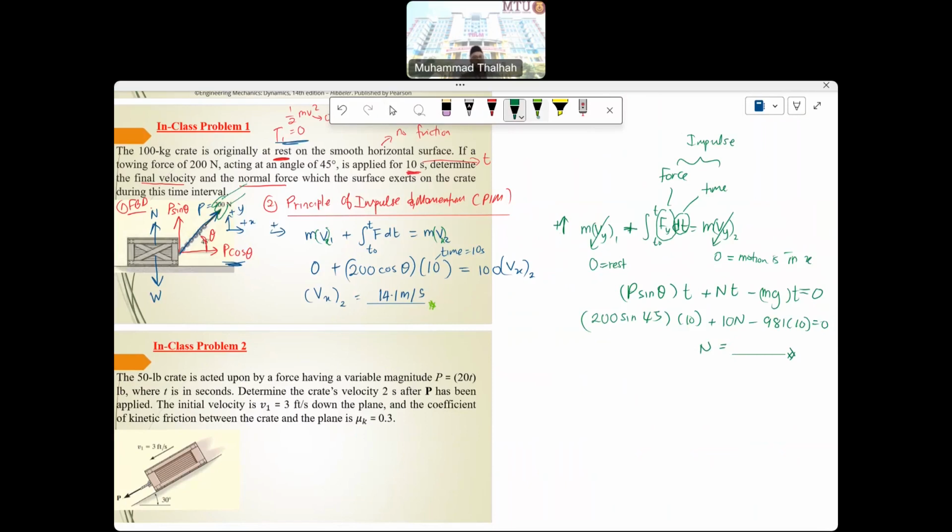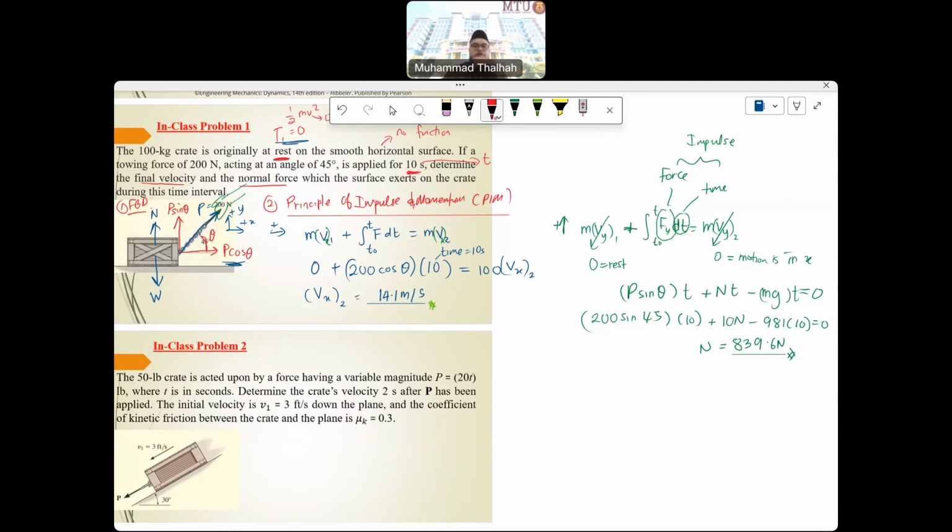Okay, anyone like to attempt? 839.57. Yep, Saad, thank you very much. 839.6 newtons. This one is straightforward, eh? You just need to resolve the force. Resolve all the forces using your free body diagram. That's why you have to master your free body diagram. Without it, you will have trouble generating your answers.